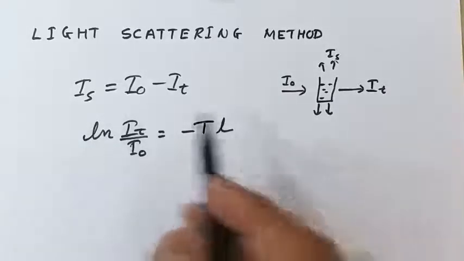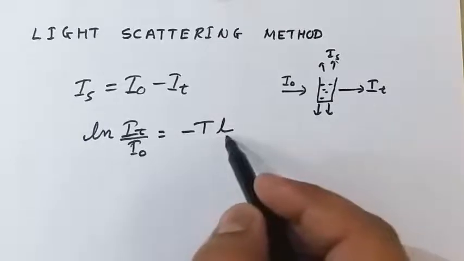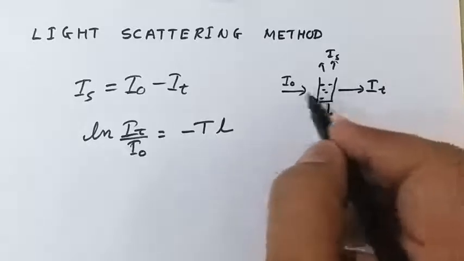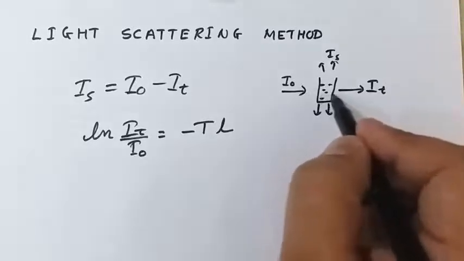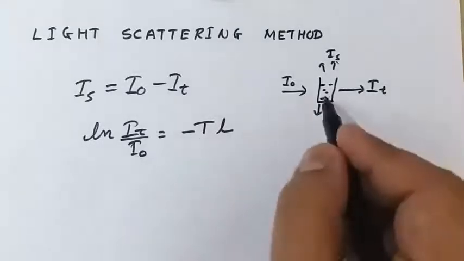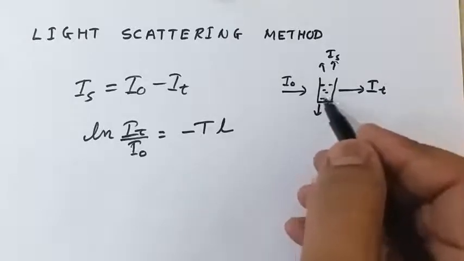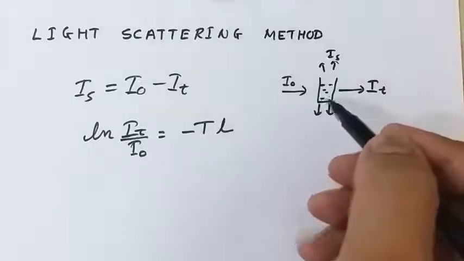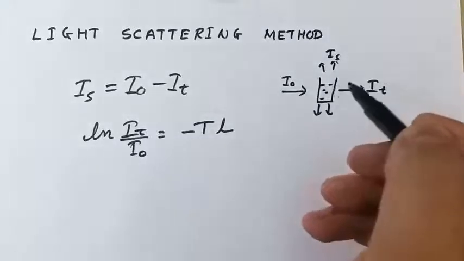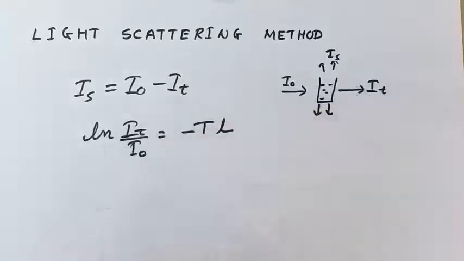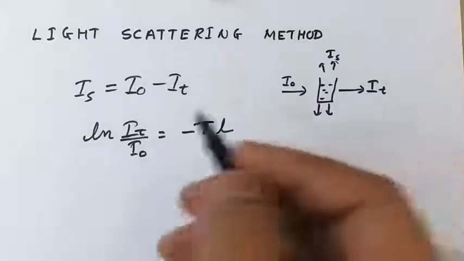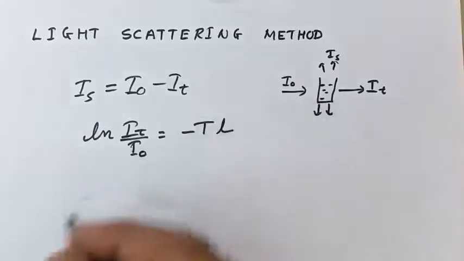Here L is the path length of the solution. That means the length of the test tube or the holding material also. T is the turbidity of the system, and turbidity depends on the concentration. If the solution has a higher concentration, then the turbidity will be higher, and if the concentration is lower, then our solution will be less turbid. And we can measure turbidity by other methods also, like we have a turbidometer to measure the turbidity, so we can easily measure the turbidity of the solution.